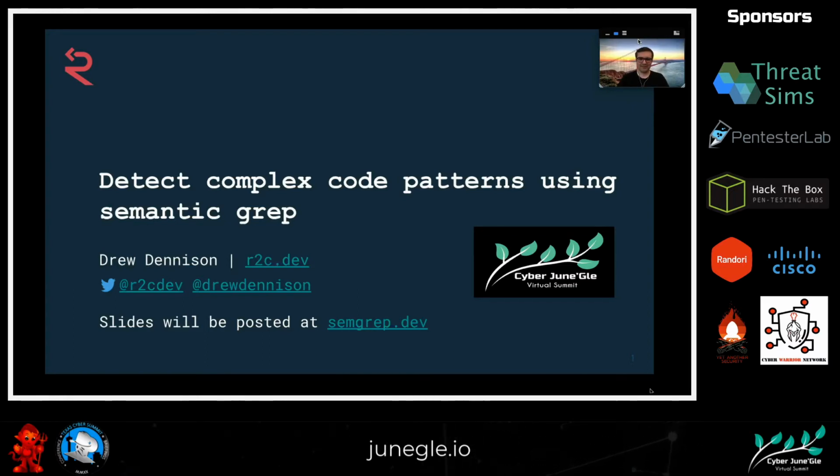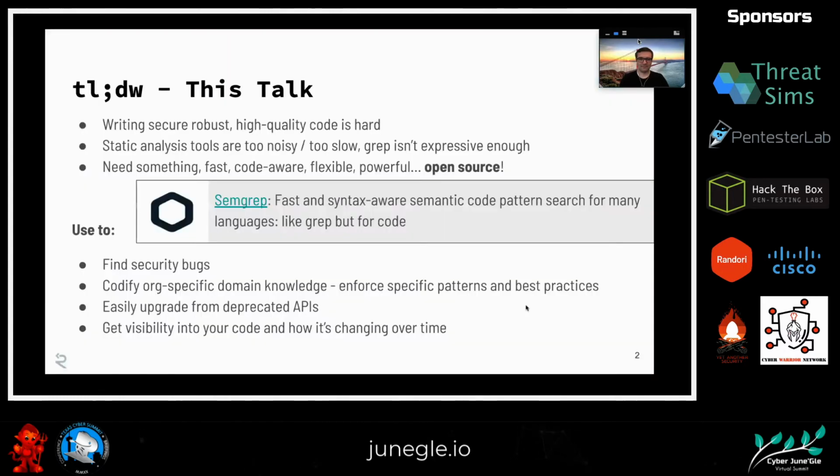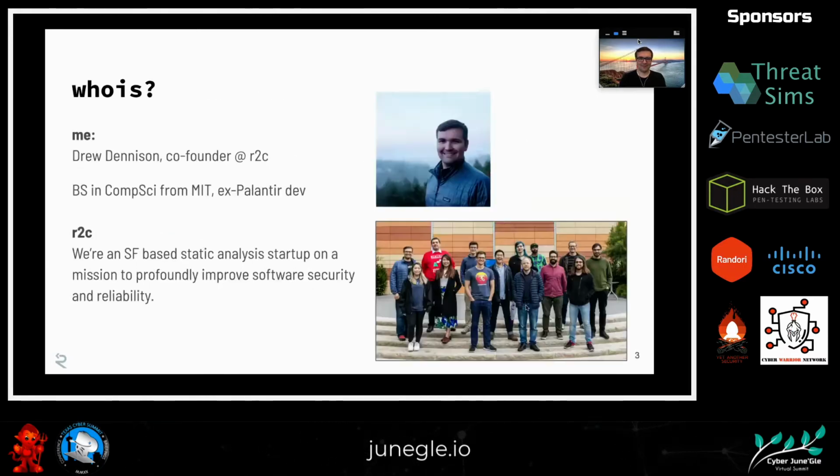I'm excited to be with you today virtually and share how you can detect complex code patterns using semantic grep. The one-slide summary of this talk is that it's really hard to write secure, robust code. Static analysis is a powerful tool, but it's often too noisy or too slow, and we need more flexible open source tools. Enter Semgrep.